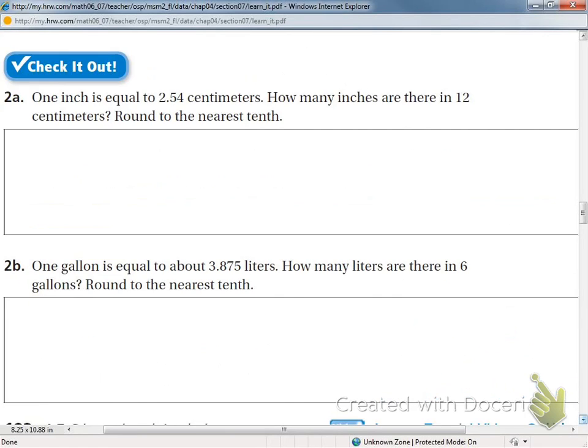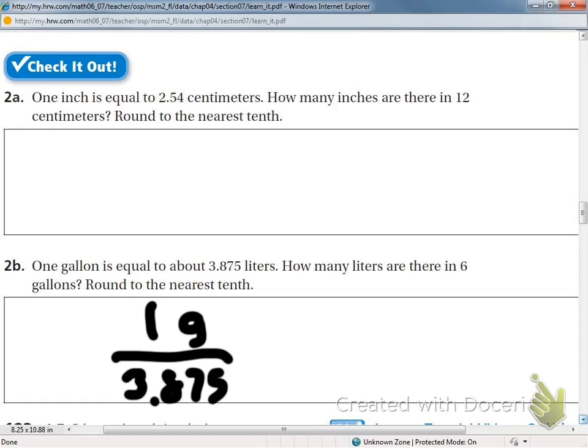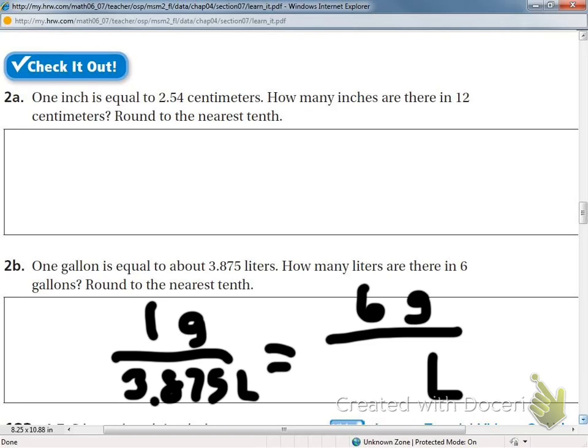Okay, let's look at 2b now. 1 gallon is equal to about 3.875 liters. So I would write that out, 1 gallon, 3.875 liters. How many liters are there in 6 gallons?